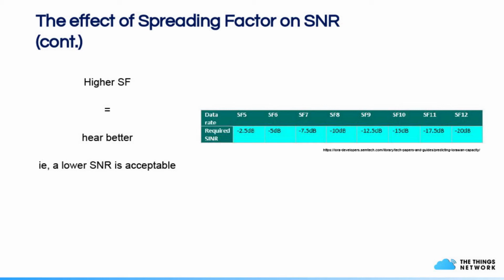Semtech published this table that indicates the minimum signal-to-noise ratio value that is receivable per spreading factor. The higher the spreading factor, the more negative signal-to-noise ratio is acceptable.